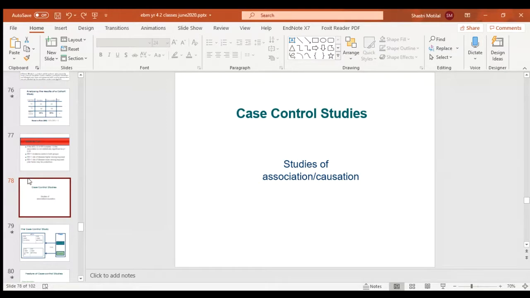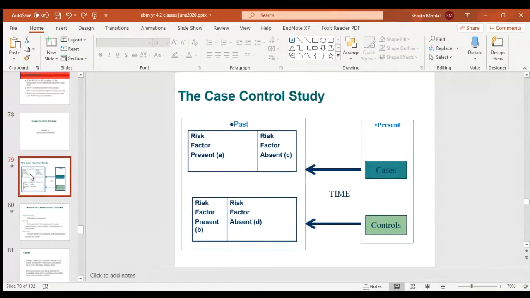So with a case control study. A case control study does this. It takes a group of people who have the disease. These are cases. Then it takes a group of people who do not have the disease, the controls, and then it asks these people questions about the risk factor for having the disease in the past.